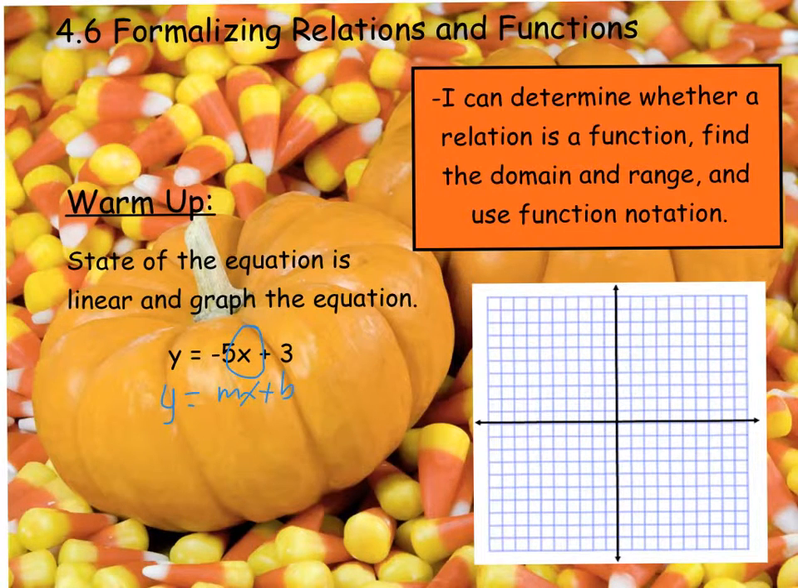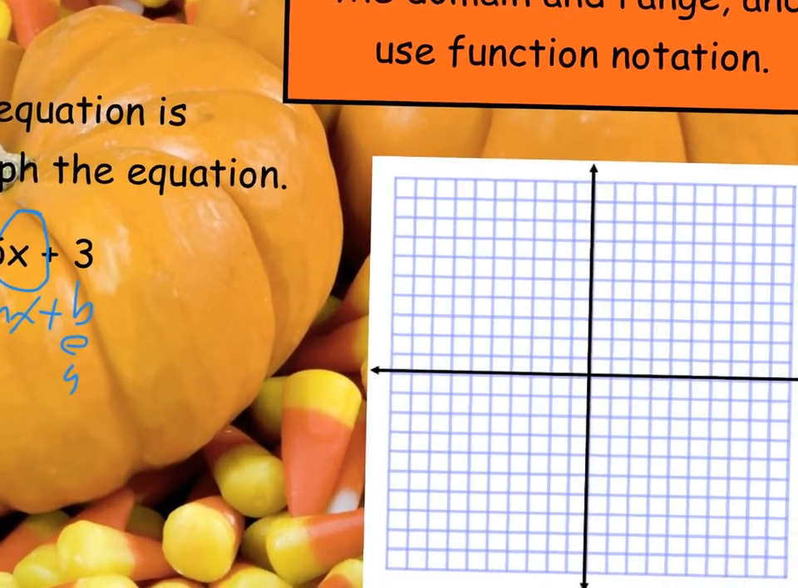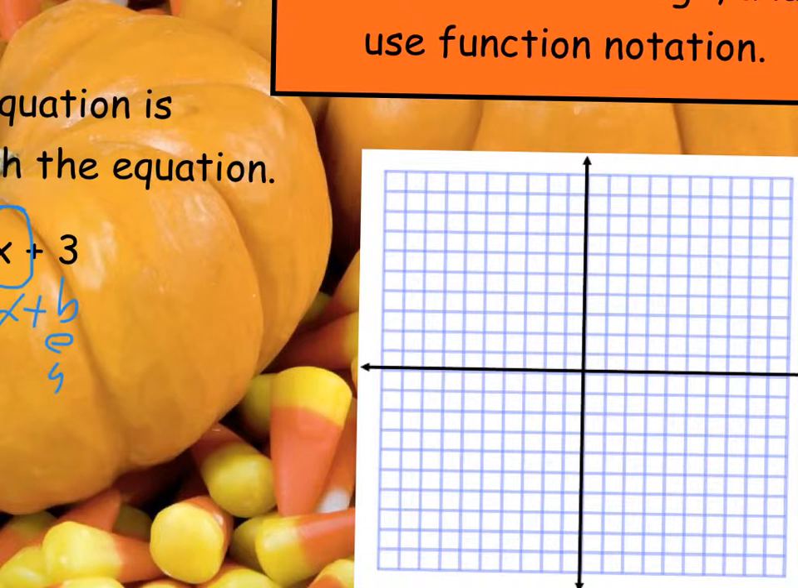So you could make a t-table to graph it, but the easiest way is remember the beginning and the move. So the b of y equals mx plus b is the y-intercept. So the y-intercept is our beginning, and the m is the move, and it's the slope. So we can start at 3, and remember this is the y-intercept, so we're starting at positive 3. And our move, our slope, is a negative 5.